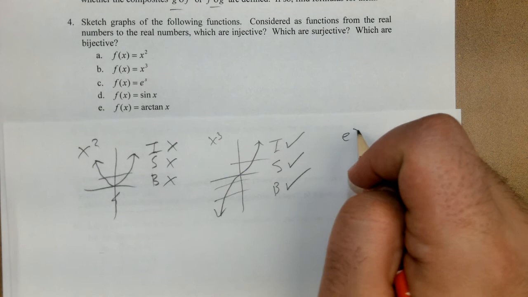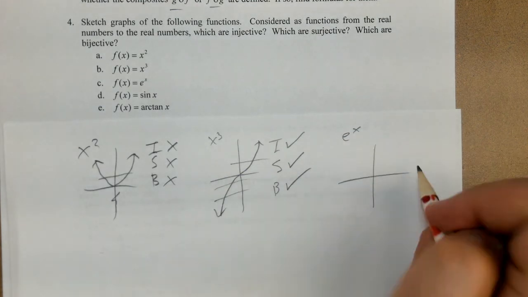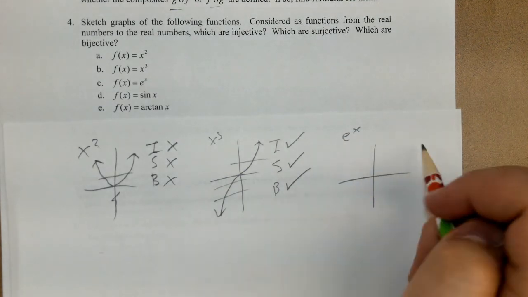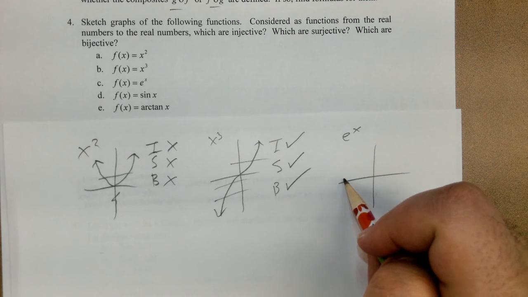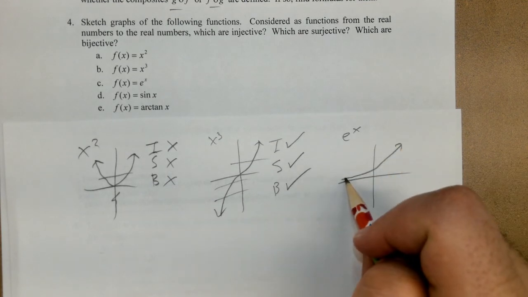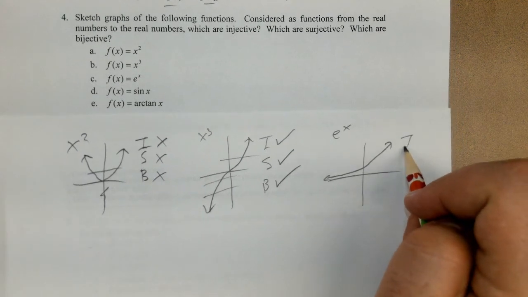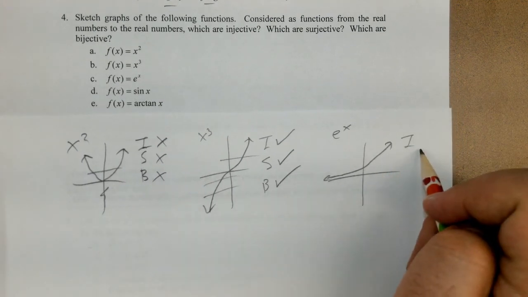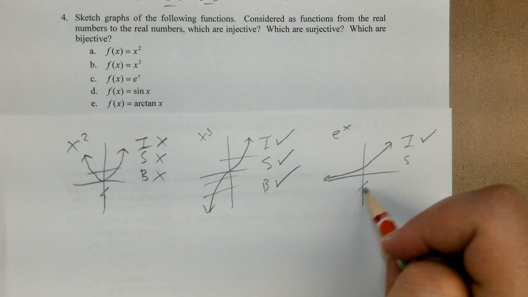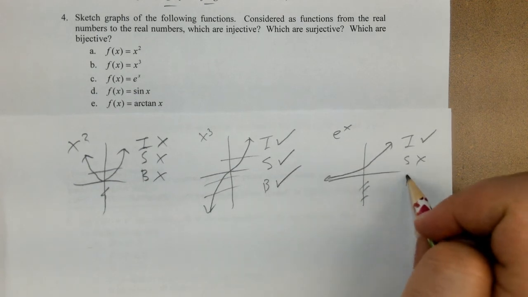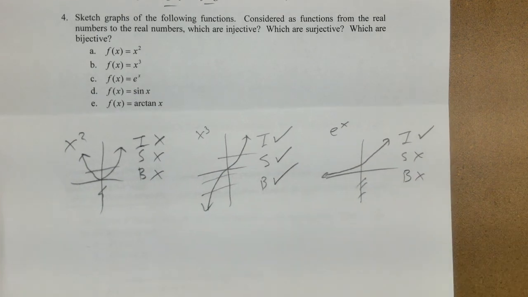E to the x has this shape here. It grows, but on the left it heads to 0, and it is injective, it passes the horizontal line test, although I can't draw it very well. It's not surjective because it doesn't hit everything down there. So we would not say bijective, so we would not say invertible from R to R.